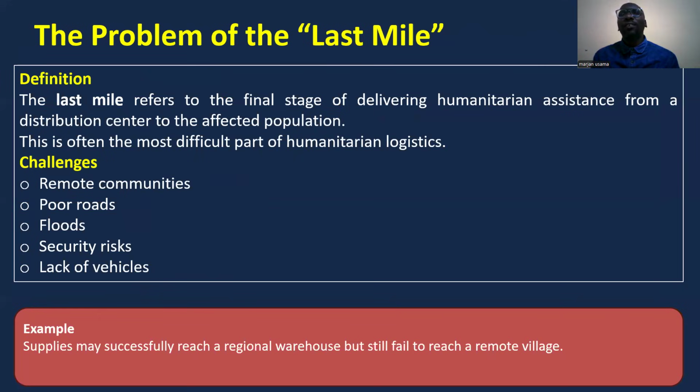What is the meaning of this? The last mile refers to the final stage of delivering humanitarian assistance from a distribution center to the affected population. This is often the most difficult part of humanitarian logistics. So when you're talking of the problem of the last mile, it is always the final stage of delivering humanitarian assistance. It's very difficult sometimes because there is overcrowding. Sometimes people are fighting. Look what was happening in Palestine when they were distributing the food. Sometimes people even die because they want it.